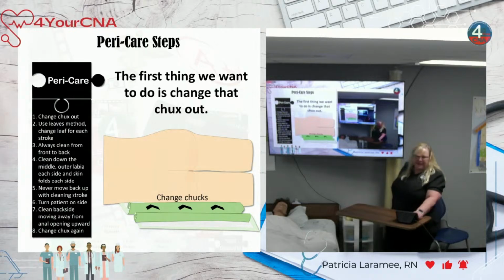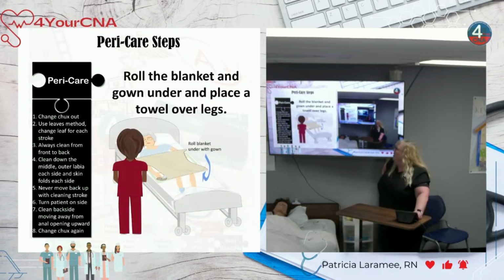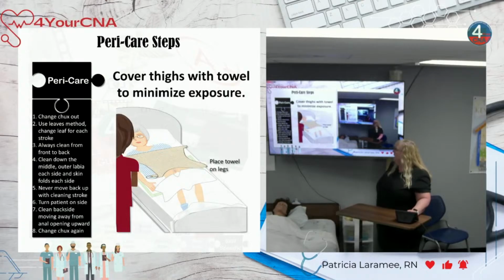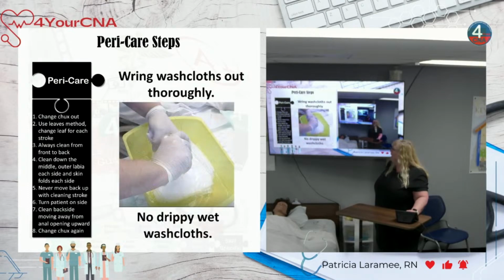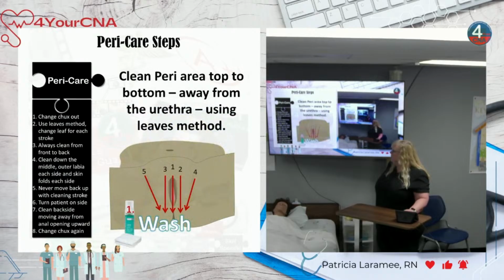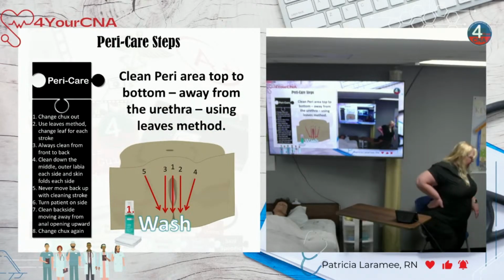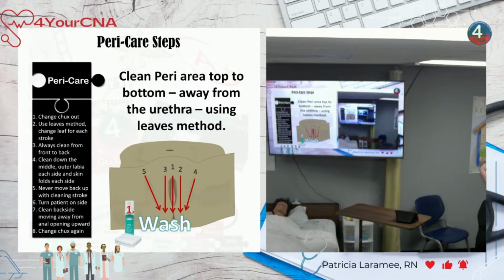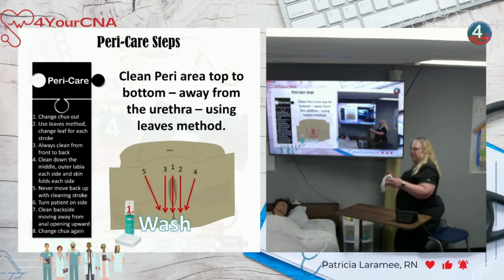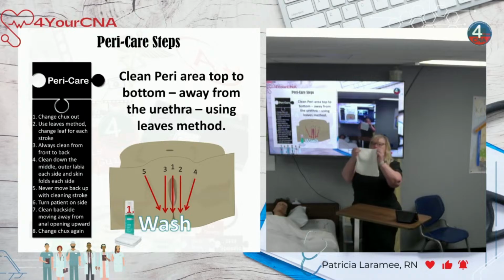We'll change that chucks out. We already know how to do this. Clean rolls toward me, dirty rolls away. You know how to do this already. We're going to roll the blanket up to expose the patient, put a towel over their legs to minimize exposure. Wring that washcloth out thoroughly, apply soap, and we're going to use that leaves method to clean. So if I have the washcloth in my hand, remember it's just a square washcloth, fold it in half and in half again, and we're going to hold it so those free ends are at the top.